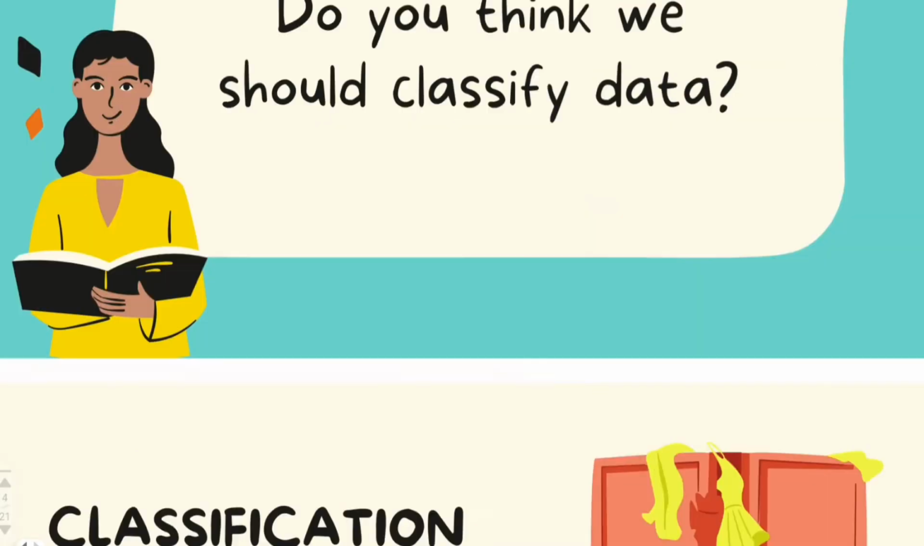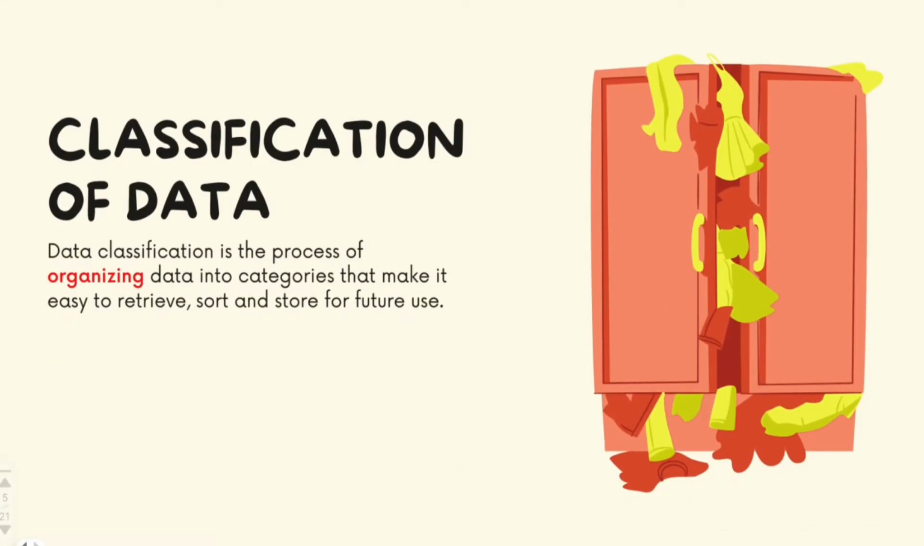Okay, so classification of data. Look at this wardrobe. It's all messy, right? Most of our wardrobes are more often like this than arranged, organized. Our moms have to come and clean it out for us. Or if you're a mom, you have to go and clean it out for your children, right? Otherwise, it's going to be like this.